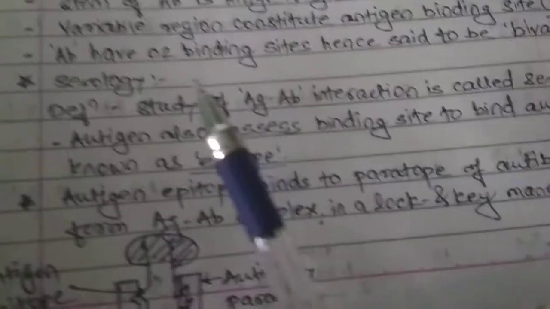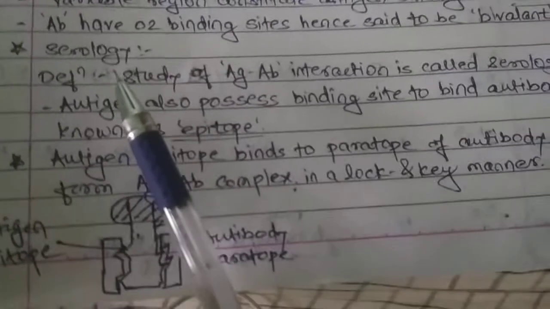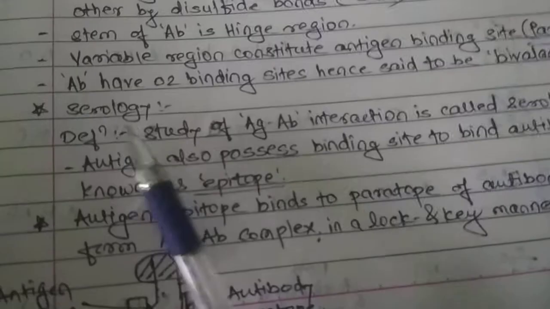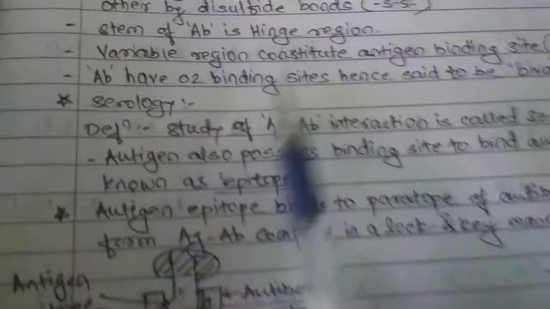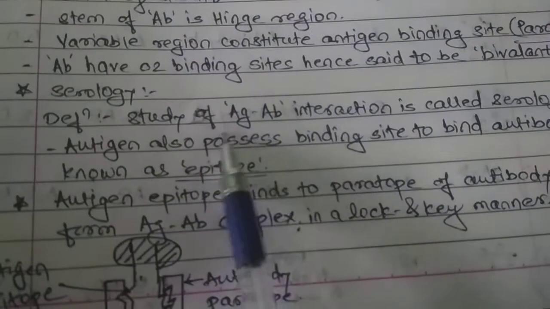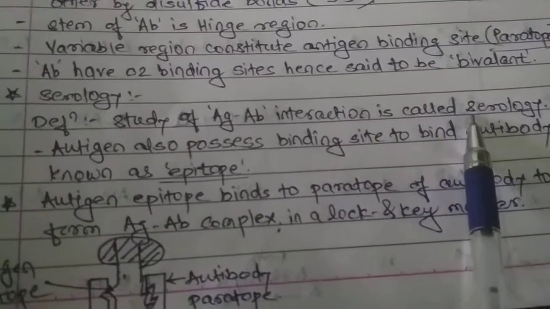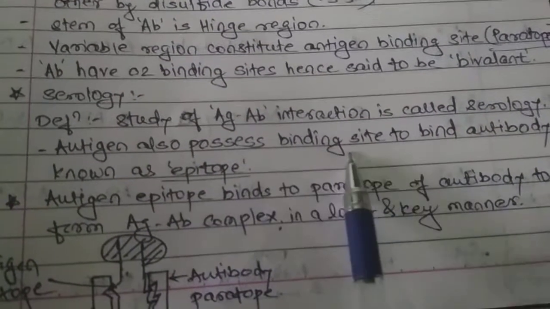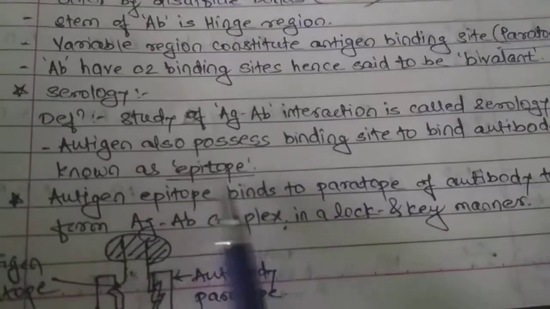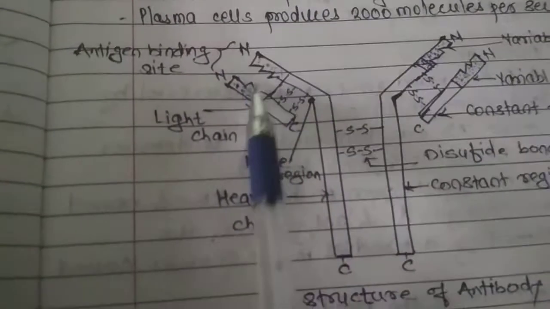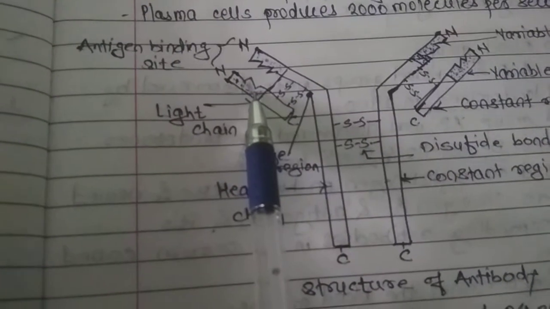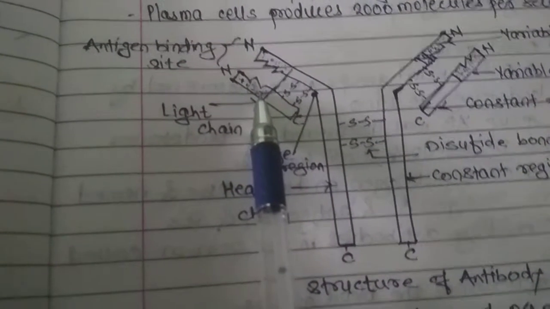Valence is 2. Now the next part is serology. Now what is serology? First of all, the study of antigen antibody interaction is called serology. Now antigen also possesses a binding site to bind antibody, known as the epitope. So as I told you, the binding site on the antibody is called the paratope region. Now a similar region is present on the antigen, and that region is called the epitope.